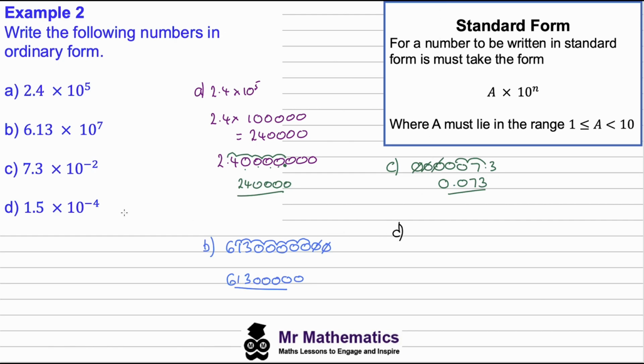So we've got the negative power of 10. So we'll have the zeros over here. Then we've got 1.5. And we're going to move the decimal point back 4 places. So 1, 2, 3, and 4. We don't need these. So we'll have 0.00015. Okay? Let's try some exam style questions.